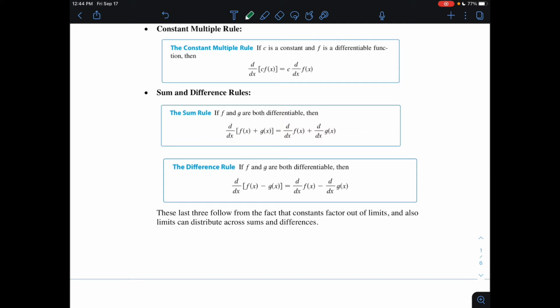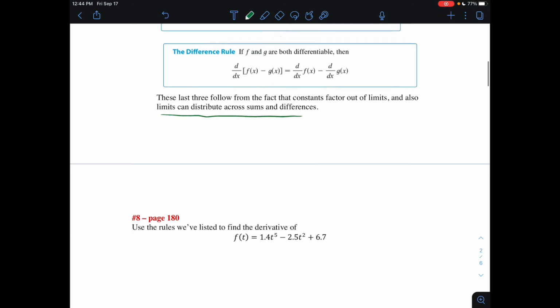And that also follows from the fact that limits can distribute across sums and differences. So those last three, constant multiple rule, sum, and difference rules, those all follow from rules that we had established for limits back in Chapter 2.